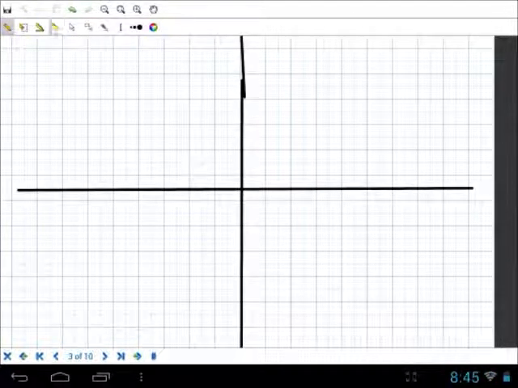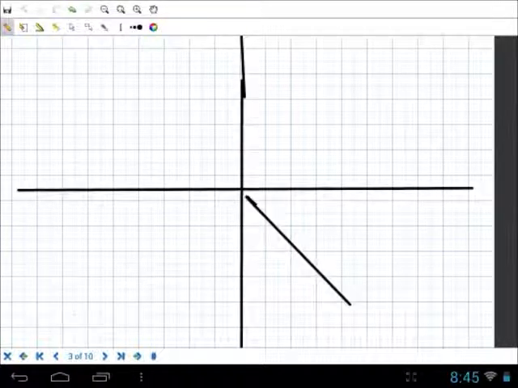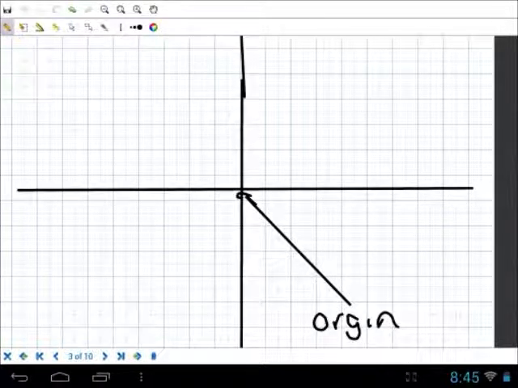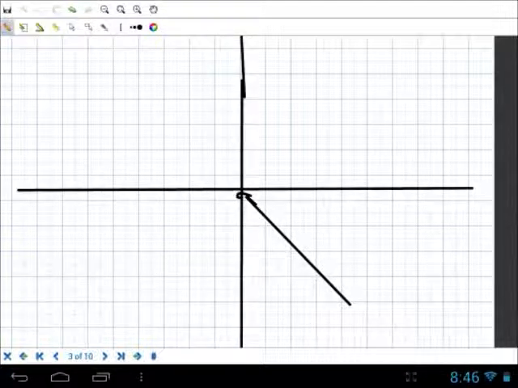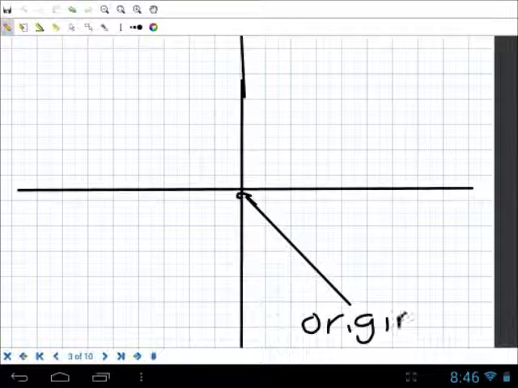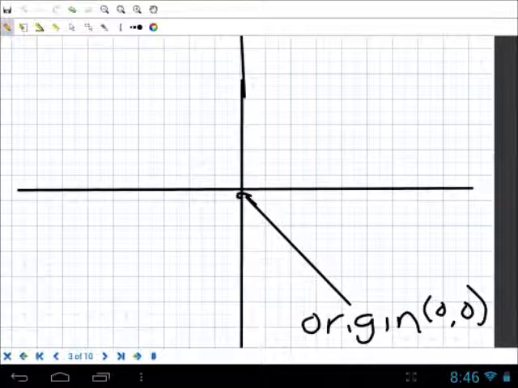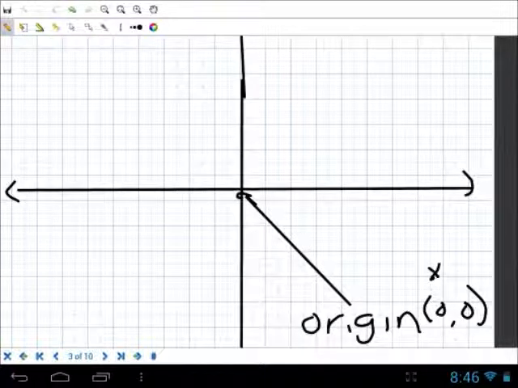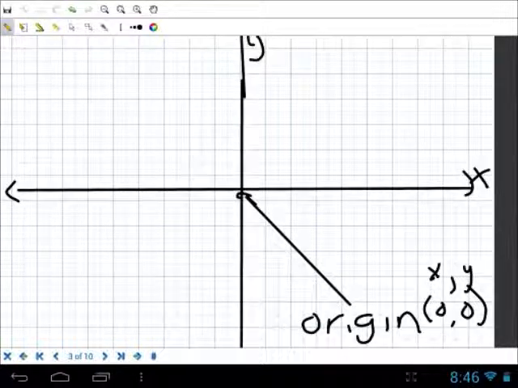Now there's something specific here, this point right here. This is called the origin. Sorry, I spelled that wrong. Origin. This point is labeled 0, 0, because the given x value on the x-axis is 0, and the y value is also 0. And I put an x here to label the x-axis and a y to label the y-axis.